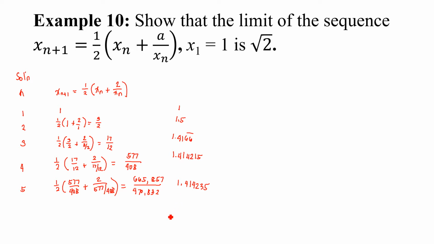What is the value of the square root of 2 in decimal? Remember that the square root of 2 is actually 1.41421356. So still it's also approaching the square root of 2. Therefore, by numerical value, we could say that the limit of this sequence is equal to the square root of 2. Now let's try to have another solution.